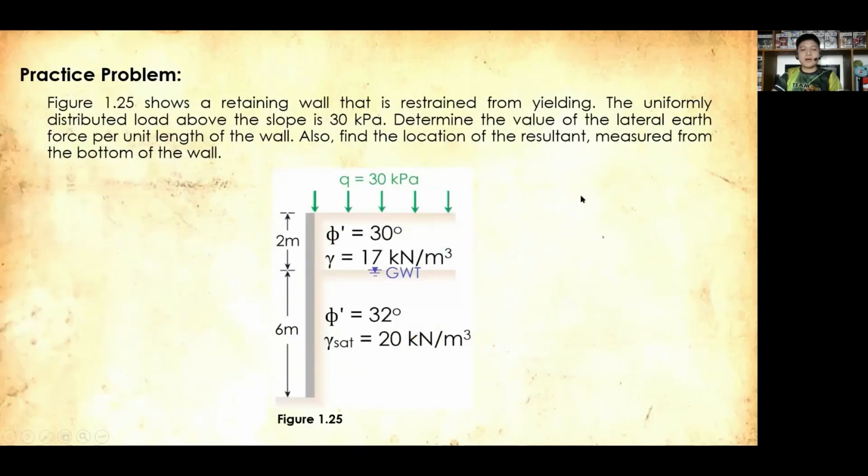Okay, so for your practice problem, figure 1.25 shows a retaining wall that is restrained from yielding, again under at rest condition. So the uniformly distributed load above the slope is 30 kilopascals. So determine the value of the lateral earth force per unit length of the wall. Also, find the location of the resultant measured from the bottom of the wall.